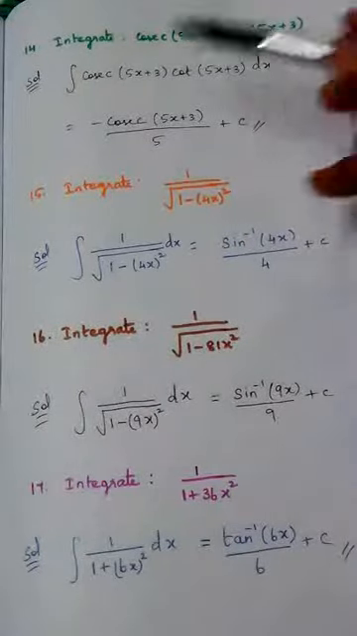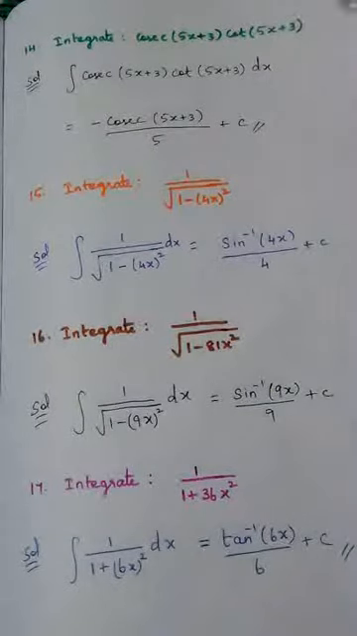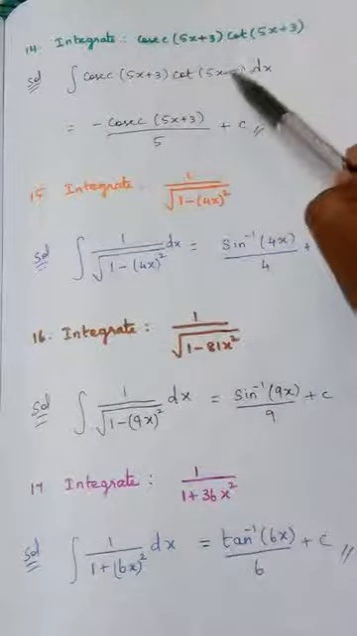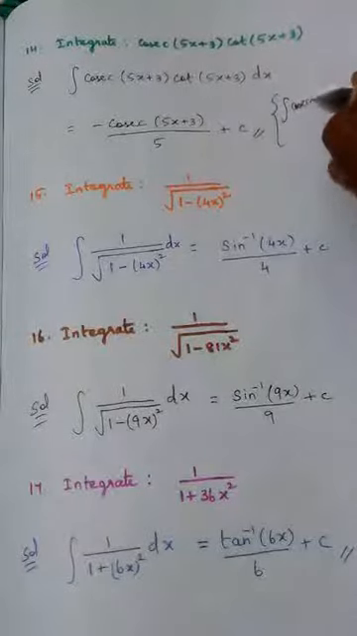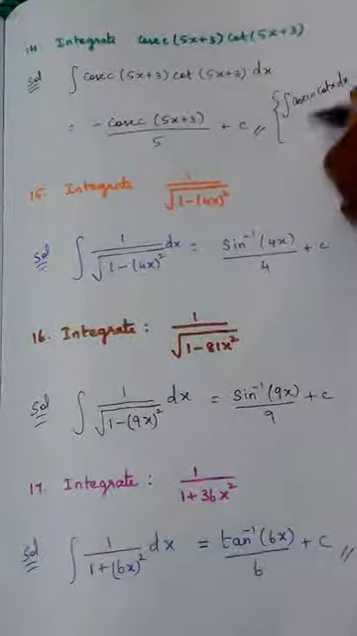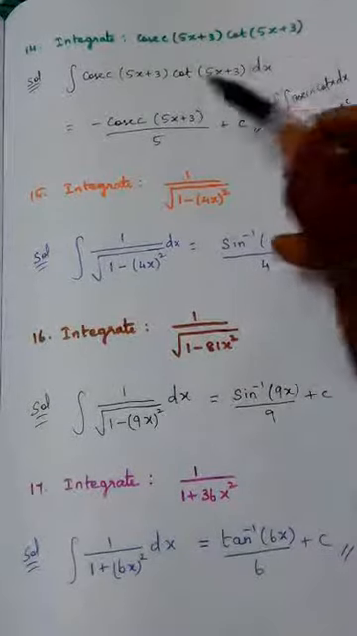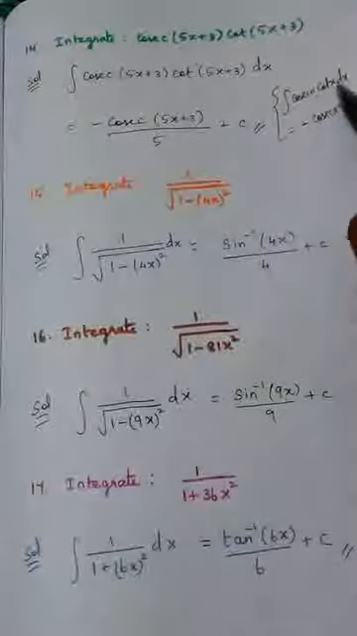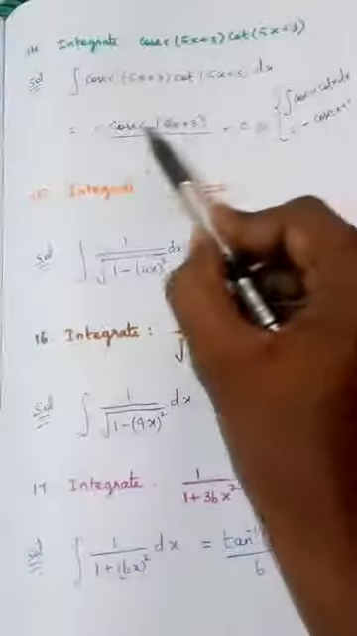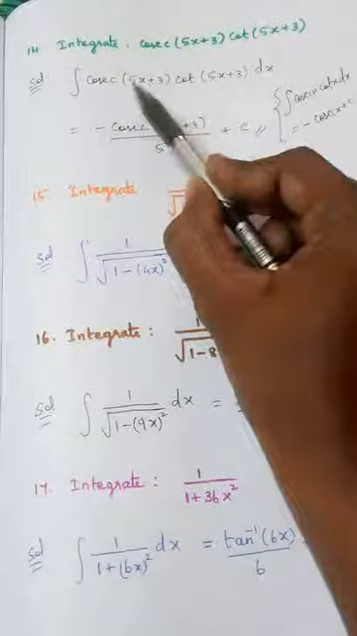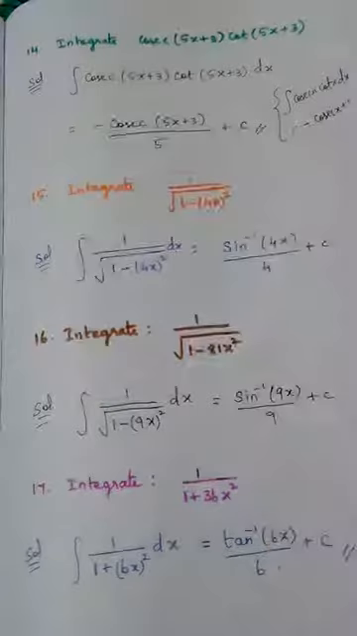Sum number 14. Integrate cosecant 5x plus 3 cot 5x plus 3. So first step, integral symbol, writing the function, putting dx. And we know integral cosecant x cot x dx, the answer is minus cosecant x plus c. So cosecant x cot x. But in place of x, we are having 5x plus 3. So we are applying the same formula, minus cosecant x, but differentiate this again. 5x, 5 will come, this becomes 0. So that 5 should be written in the denominator.